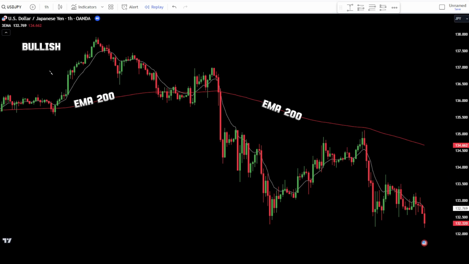As usual, if the price candlesticks are above the EMA 200 or break out above the EMA 200, it indicates a bullish trend. On the other hand, if the price candlesticks are below the EMA 200 or break out below the EMA 200, it signifies a bearish trend.